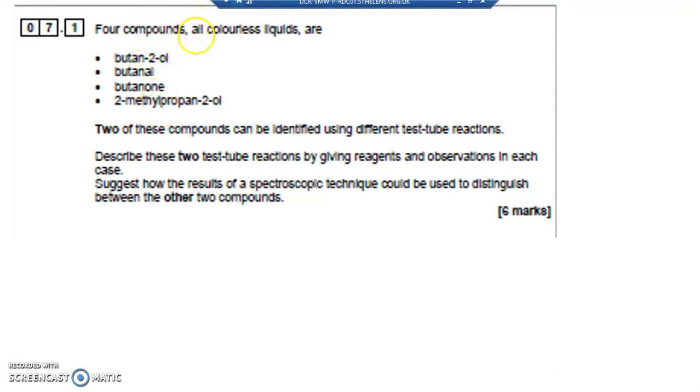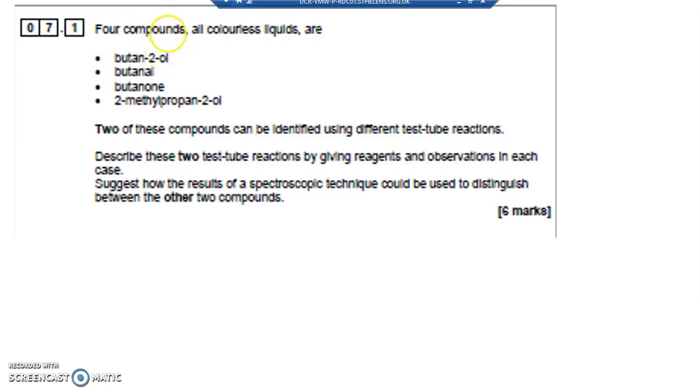Four compounds, all colourless liquids, are butan-2-ol, butanal, butanone, and 2-methylpropan-2-ol. Two of these compounds can be identified using different test tube reactions. It's the top two that can be identified with test tube reactions.